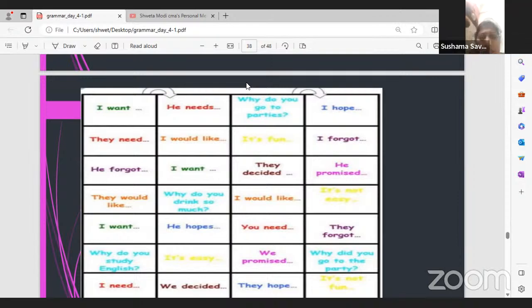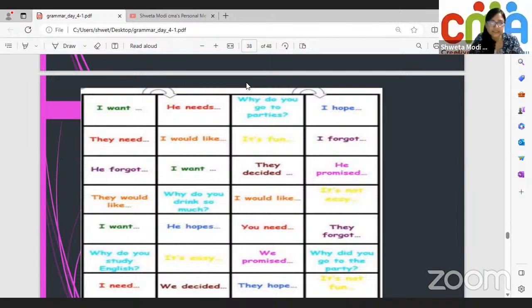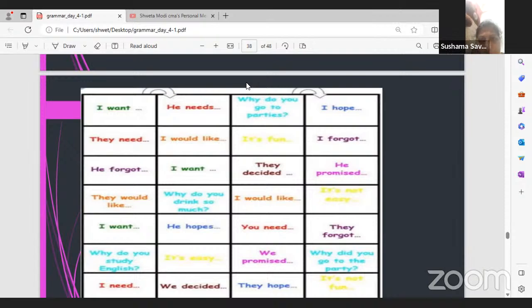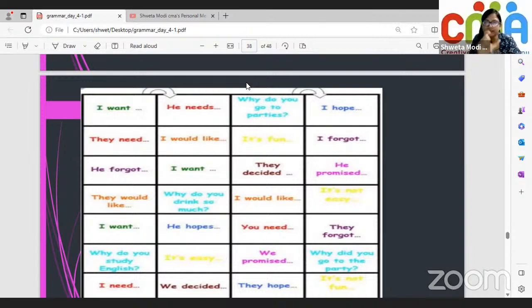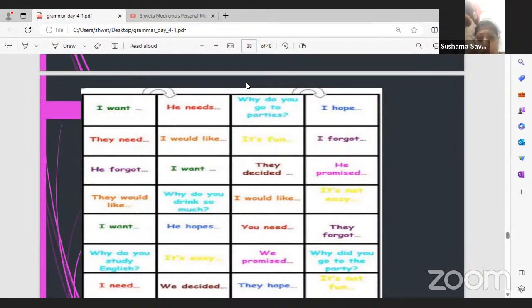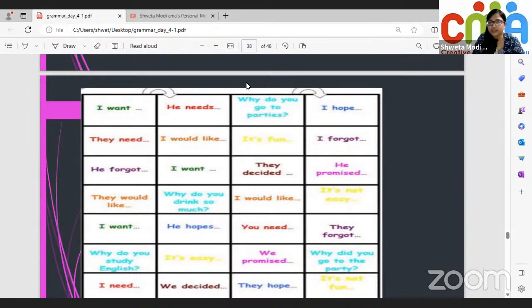Yes, I have to make one sentence. Just because we are playing it as a fun game, I'm asking you to make a silly sentence. From this subject and verb, I have to make the sentence. You have to complete this. Okay. I want to buy a car. Okay. That's a meaningful sentence. It's not a silly sentence. Okay, no problem. Geeta?